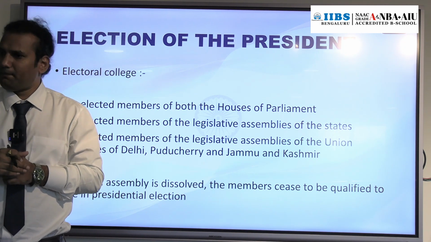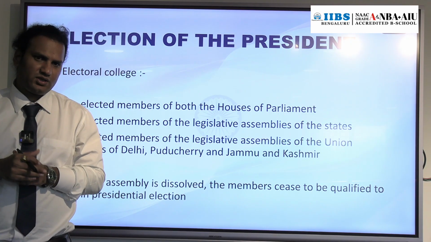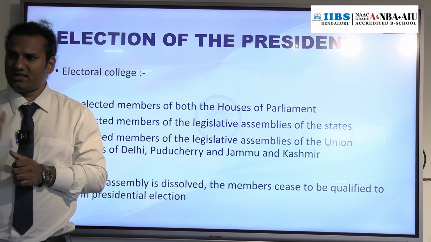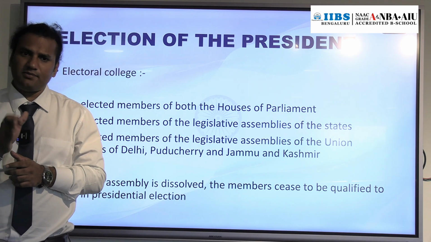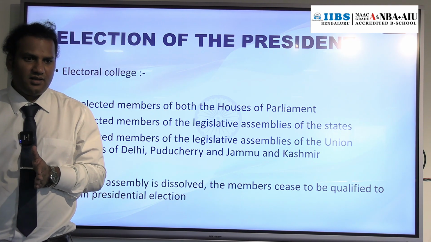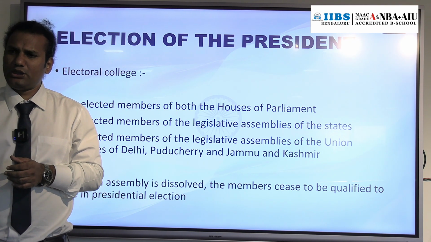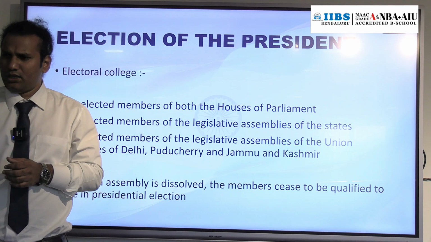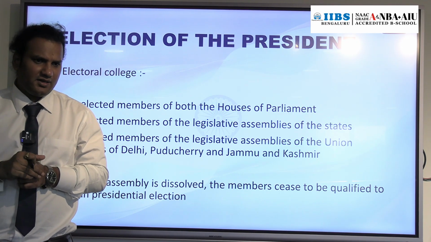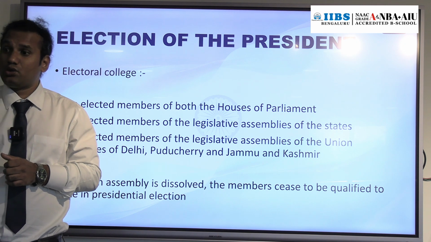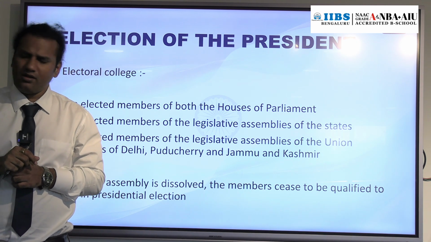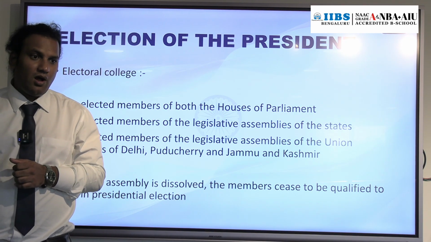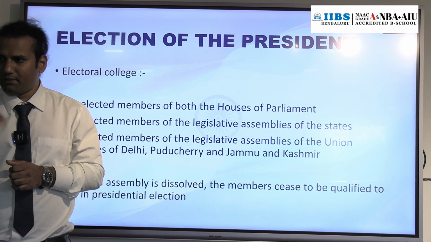Now first we will talk about Parliament. In Parliament we have two houses, one is Lok Sabha and one is Rajya Sabha. In Rajya Sabha we have two types of members, one is elected member, another is nominated member. 12 members will be nominated by the President of India. In Lok Sabha, earlier 2 Anglo-Indians could be nominated by the President of India, but now there is no such provision. So, at present all the Lok Sabha members are elected members.